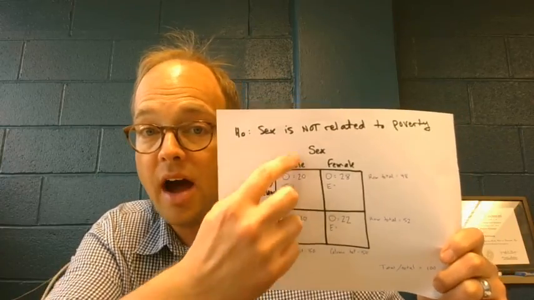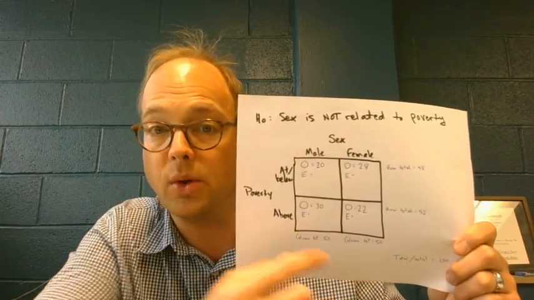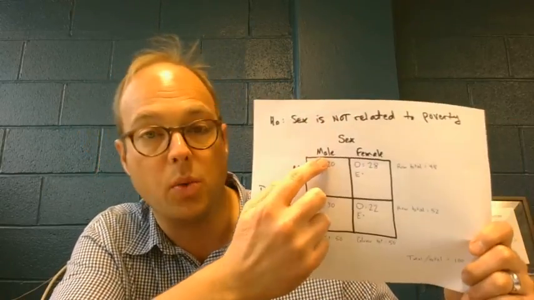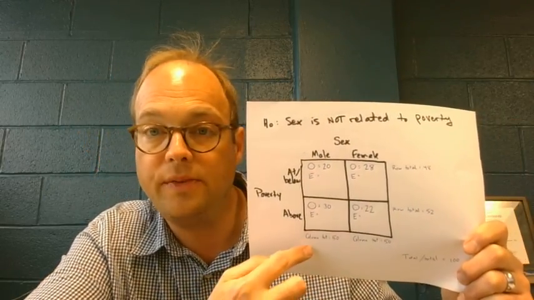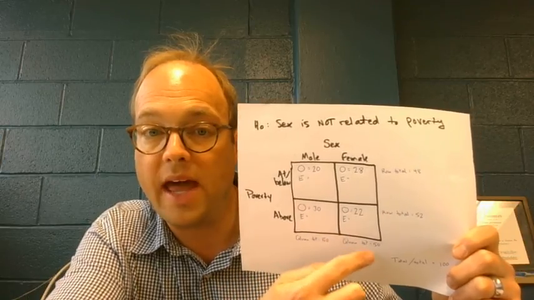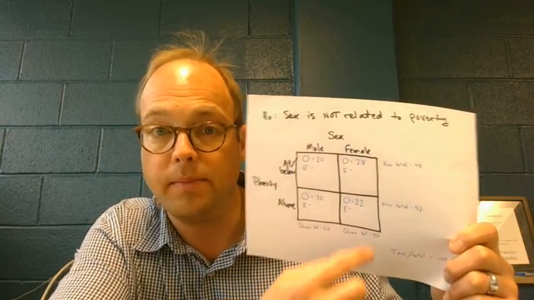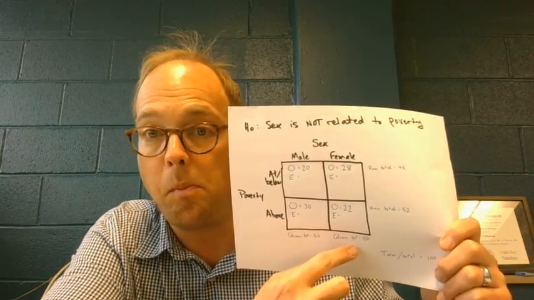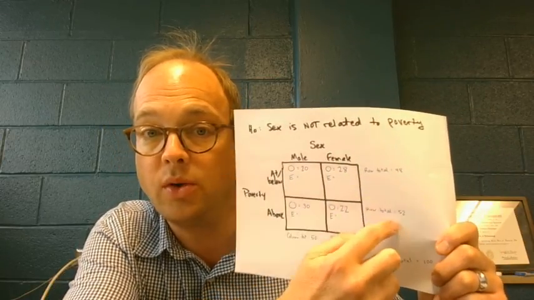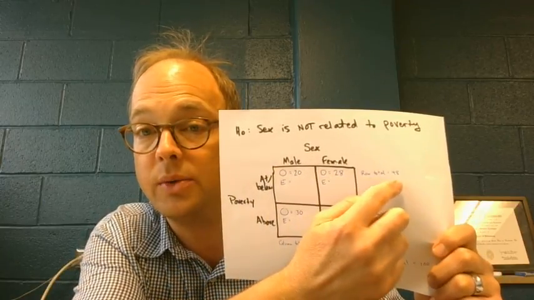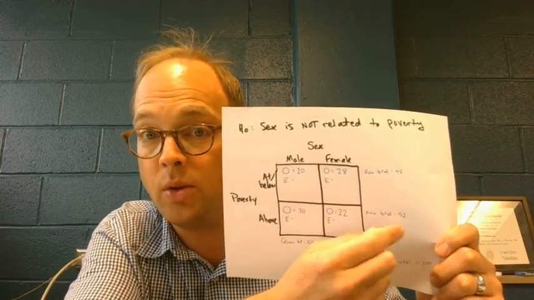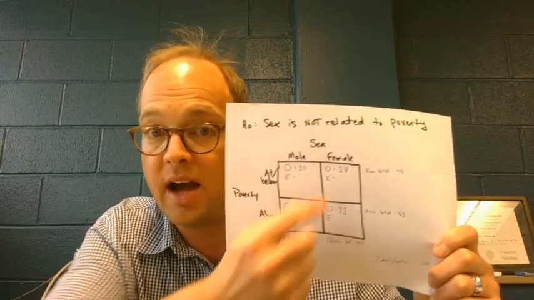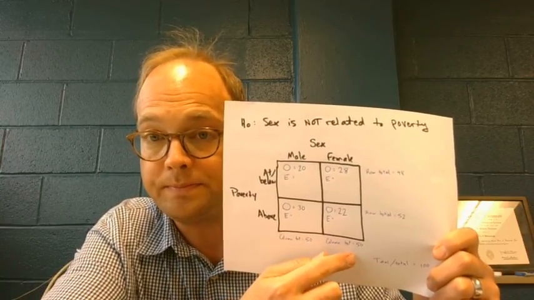I've also added the column totals. The column total for this column is 50. 20 plus 30 is 50. I've also added the column total for this column. 28 plus 22 is 50. So I've got the row totals, simply adding the observed frequencies for the row and creating the total. And I've added the column totals, simply adding the observed frequencies for the columns and indicating the total.